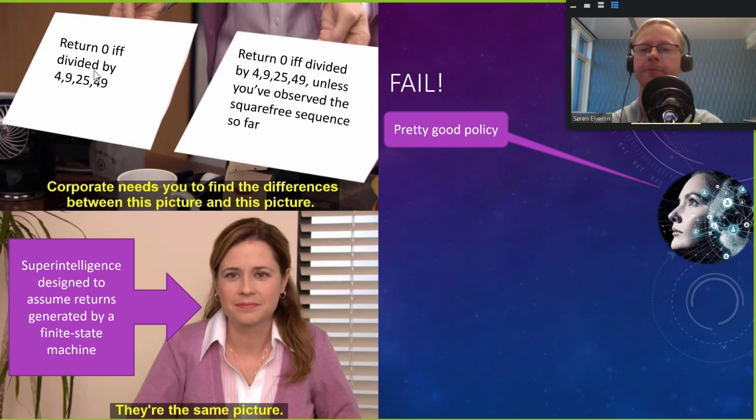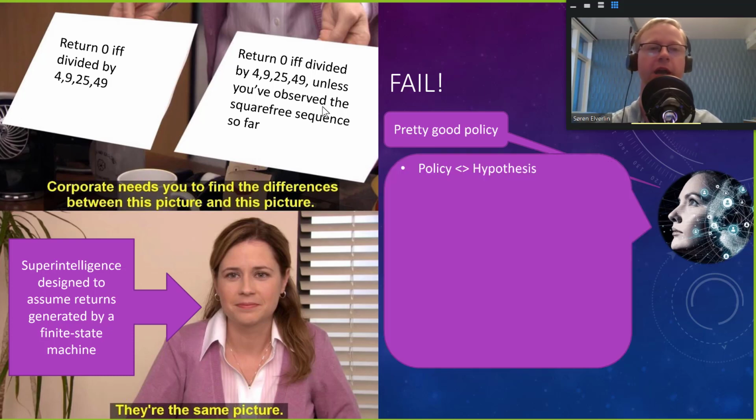And then the second policy is we will also return 0 if it's divided by all this, but we add: unless you've observed the square-free sequence so far, in which case we do the opposite. So this is a different hypothesis, and the AI. So first we will need: is this in fact a valid policy?